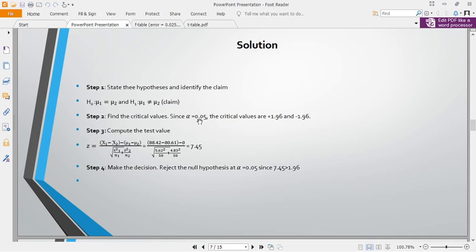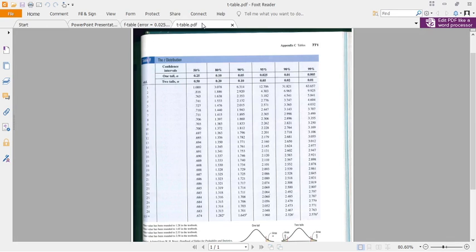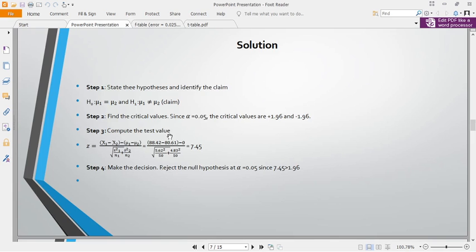So step 2, to find the critical values. Since we have alpha of 0.05, we can get our Z alpha over 2 value, the critical value, from our T table at the bottom. It is a two-tail, so we look for 0.05. So the critical value is 1.960. You all remember how we come to why we use this. So that will be our critical value.